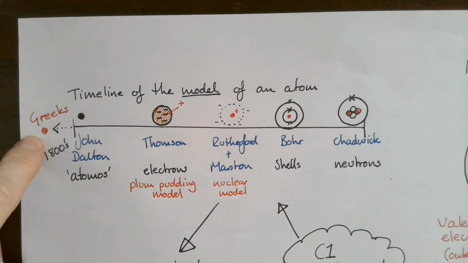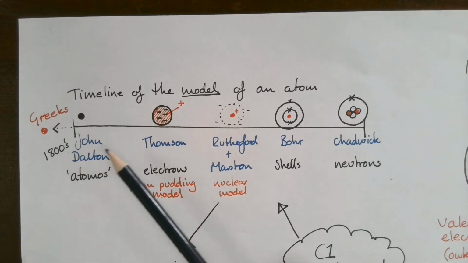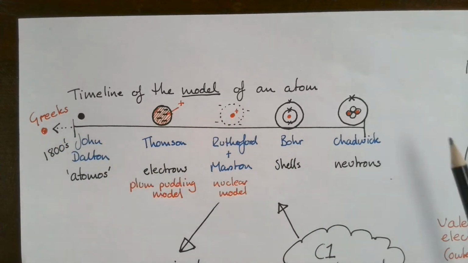the ancient Greeks, who thought that atoms were these tiny little particles, and they kind of weren't wrong in a way. But as science and technology has evolved over time, the ideas have developed with them.